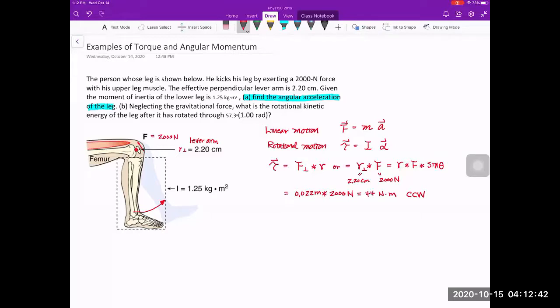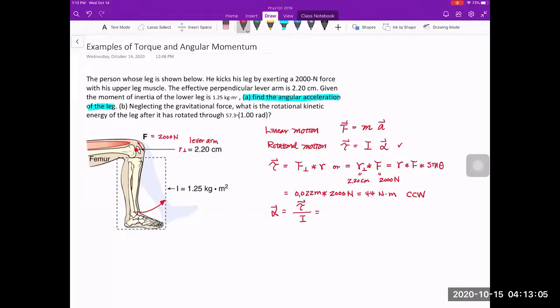But we are not trying to find tau. We are not trying to find the torque. We are trying to find the acceleration of the leg. And then you can use this equation to find that. So the acceleration is alpha. So alpha is going to be equal to tau over I, where I is given.